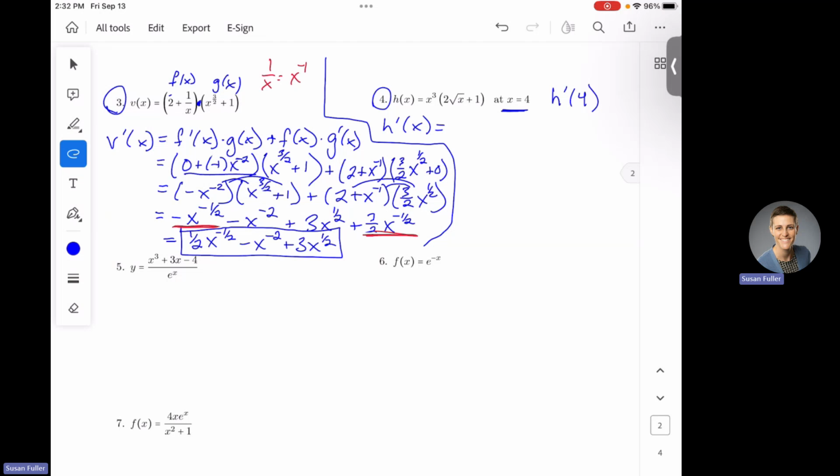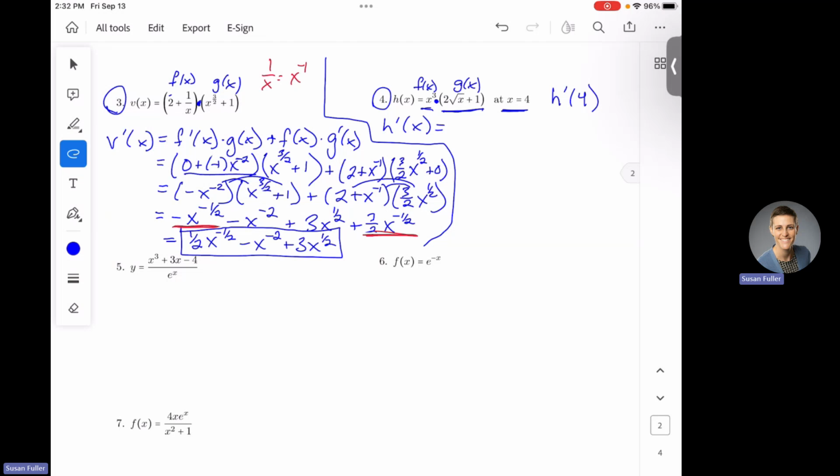Okay, so to find h prime of x, again, if you wanted to, you could use algebra and distribute that out and then take the derivatives of each piece separately. But because we have something with x's times something with x's, this says to take the derivative, use the product rule. There's multiplication between stuff with x's in it. This is the product rule section, so we're going to practice using the product rule.